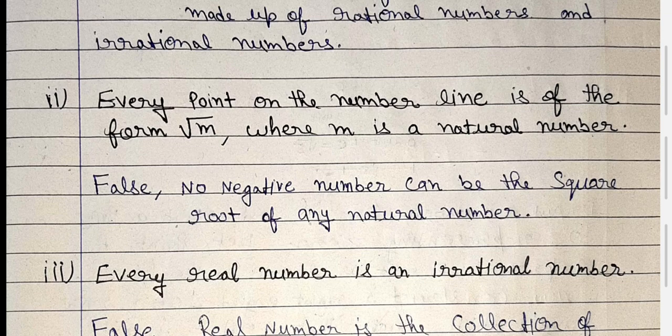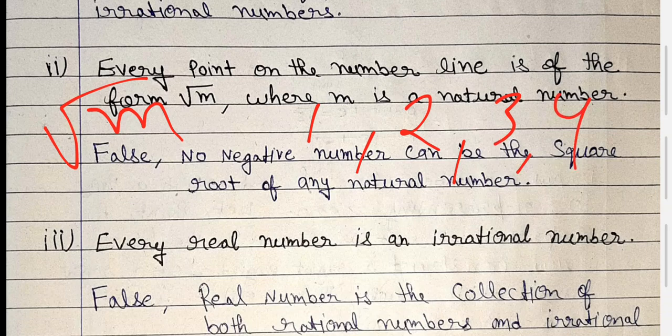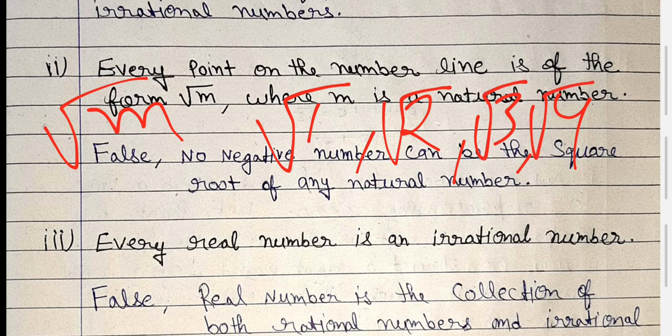The form is under root m, where m is a natural number. So, what are the natural numbers? Natural numbers are 1, 2, 3, 4, like that. So, what is the under root of those numbers? You take the under root. Now, what is the value? It remains under root 1, under root 2, under root 3, and it becomes 2 when you solve under root 4. Now, on a number line, when you plot these, you get positive numbers.